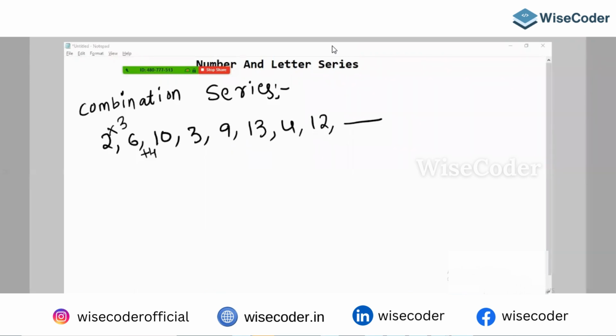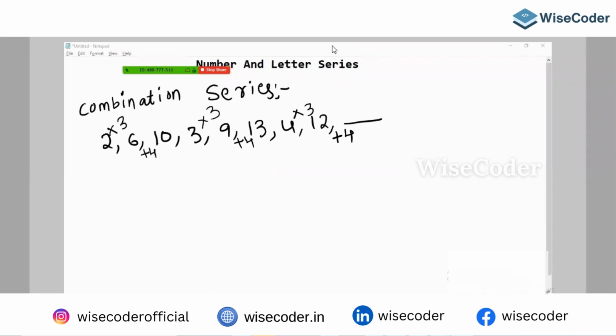It is multiplied by 3 to get what? 9. Then added what? 4 to get the next term, 13. The next term is 4, which is multiplied with 3 to get 12. Then I need to add what? 4. So 4 is added to get the next number.